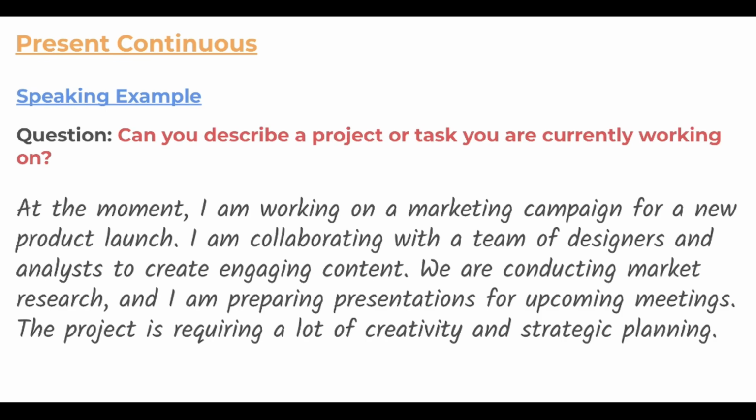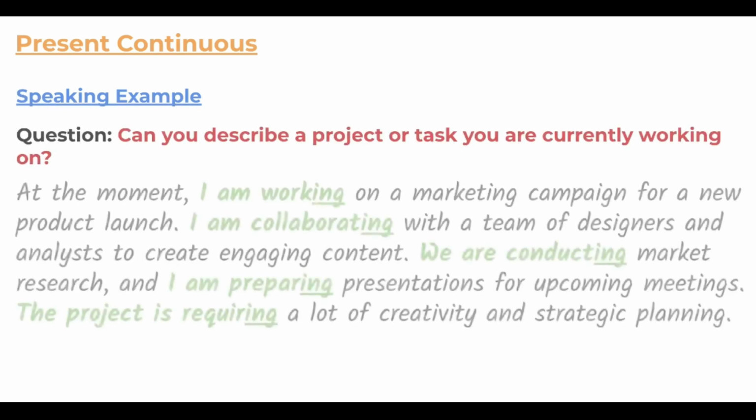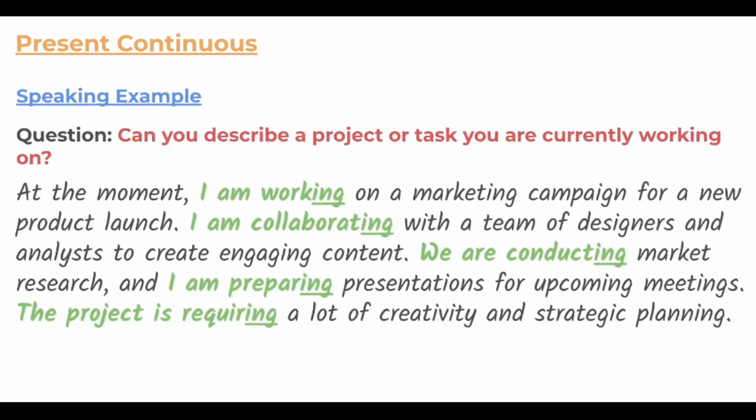Okay, so what are we looking out for? The present continuous, we're looking for that present participle, that ing. We're looking for the verb to be. Okay, see if you can spot any examples here, and then we'll have a look through. Let's see what we've got here. So we've got examples like I am working, I am collaborating, we are conducting, I am preparing, the project is requiring. Okay, so hopefully that has made that a bit clearer with the present continuous.